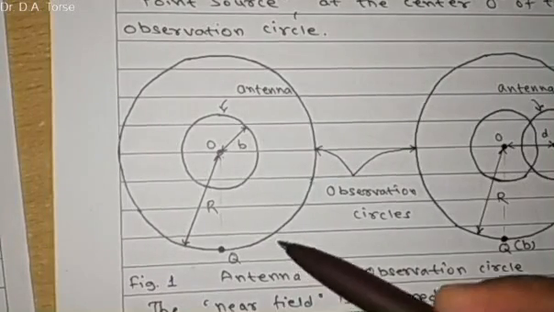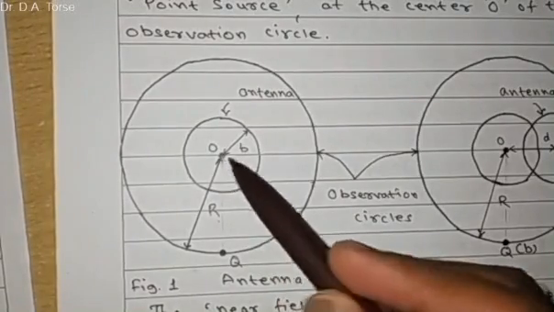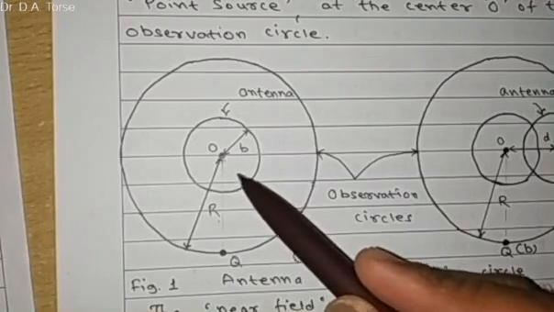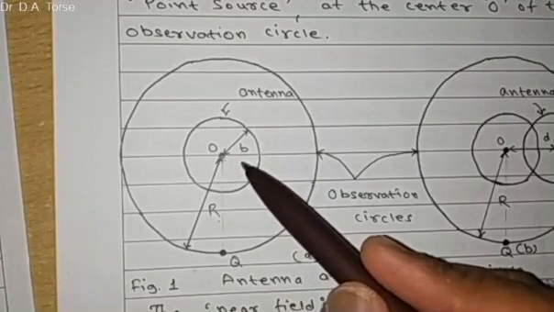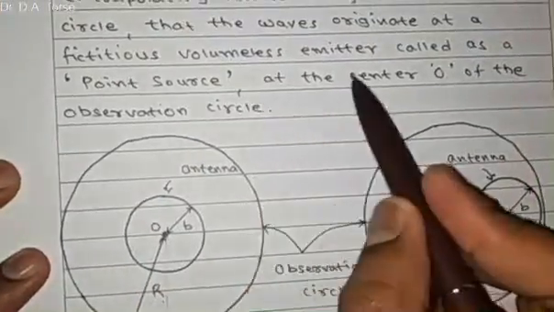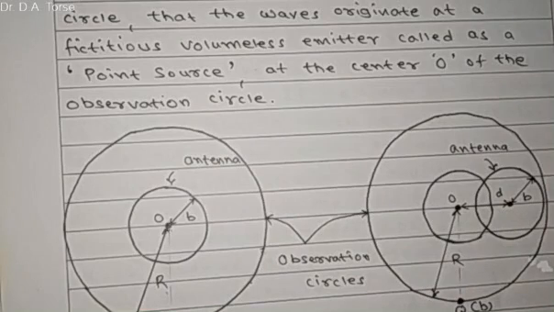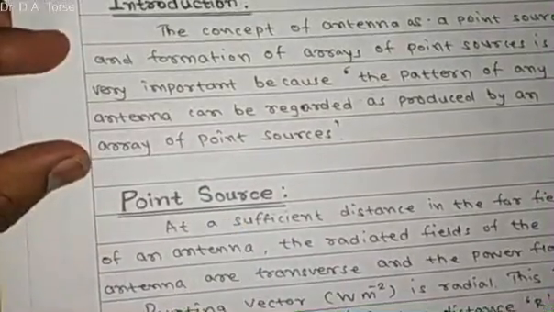So at a far away distance r, when we see any type of antenna, we think that the power is radiated or originated at a fictitious volumeless emitter called a point source. The purpose behind defining an antenna as a point source is that we are always present far from the point source. So this is a small introduction about why we are considering an antenna as a point source.